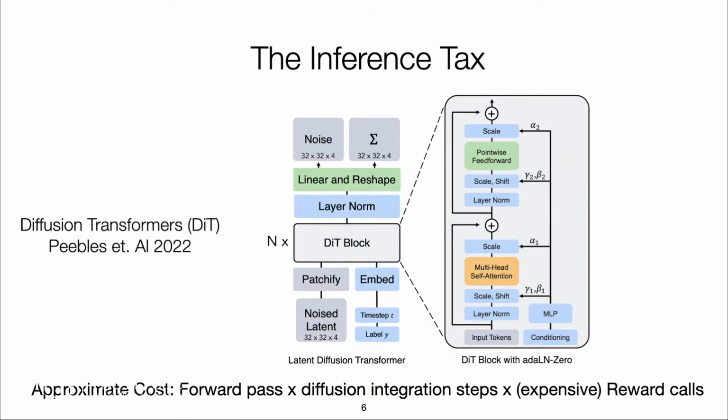But for diffusion models, unlike LLMs, or maybe somewhat similar to LLMs, there's an inference tax that you pay, and it's a lot more severe than people realize. Here's a stylized example. If you're training a diffusion transformer, what is your approximate cost? You do a forward pass, and then you do the same forward pass for every single integration step in the differential equation that you're simulating. And if you're doing some sort of reward guidance or reward steering, you're also calling your reward function at every step. If this part is expensive, if you have an expensive oracle reward, your entire cost is very expensive.